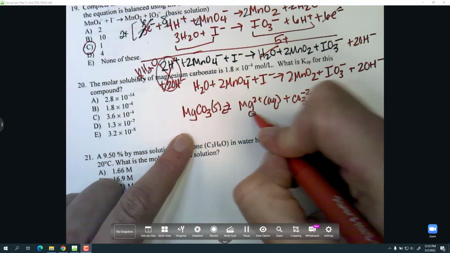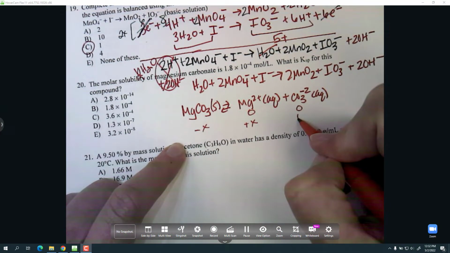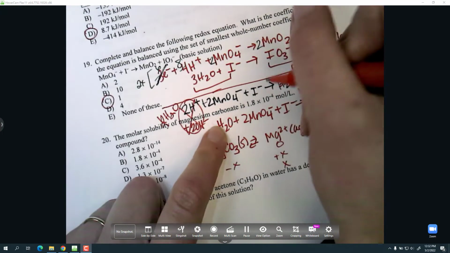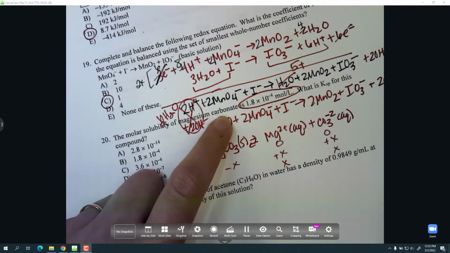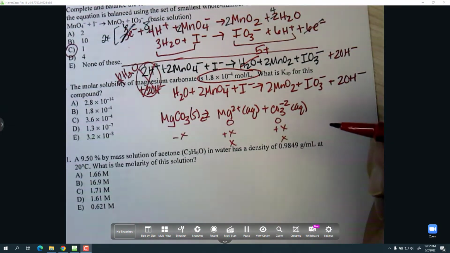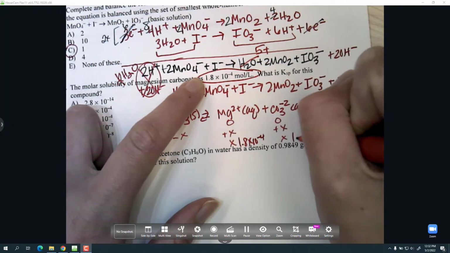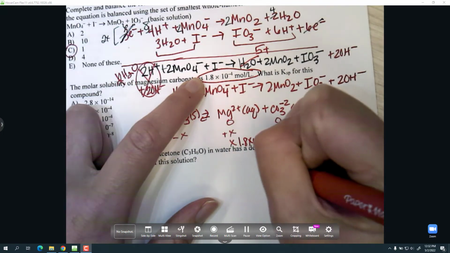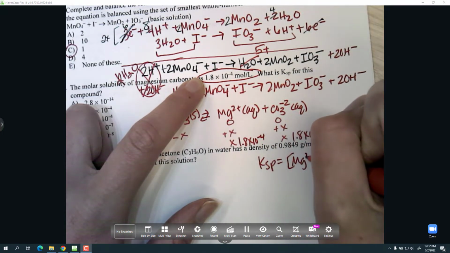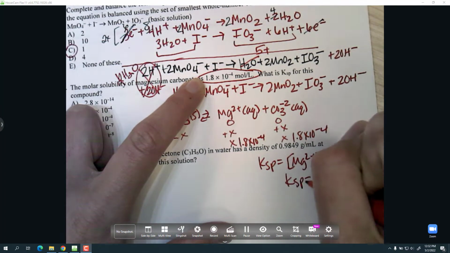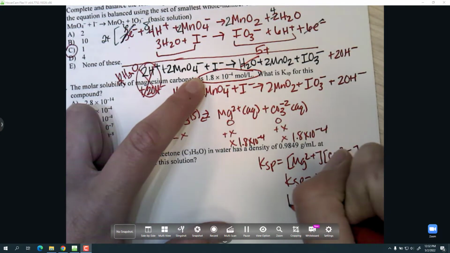And then remember that would be like -x and +x and +x, x and x. Remember that x is the molar solubility. I know this is getting kind of messy because I didn't get another piece of paper, but this is the molar solubility. So this is my x. So when I go to calculate my KSP, which would be x squared, it would just be that number squared.